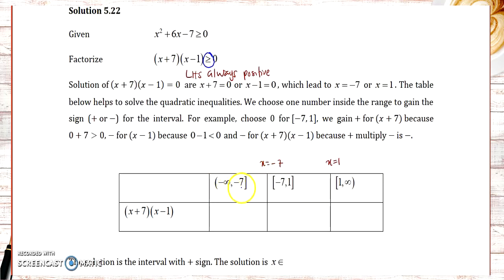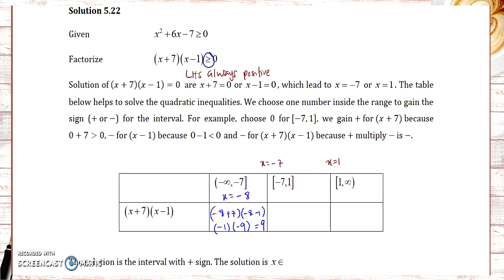The first one, what x is less than or equal to negative 7? Let's choose x equals negative 8. Now substitute this value into the left hand side. So we have negative 8 plus 7 times negative 8 minus 1. So we get negative 1 times negative 9, which is 9.